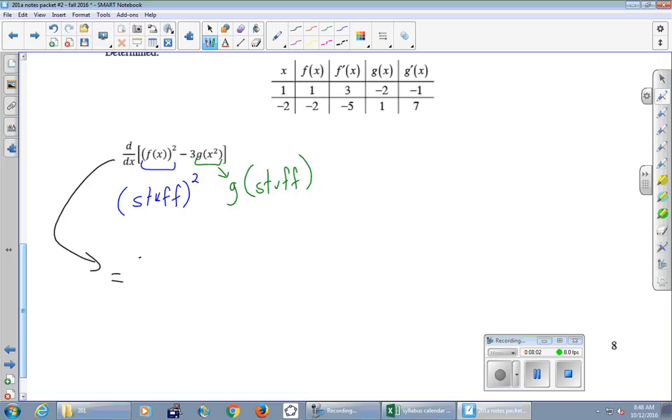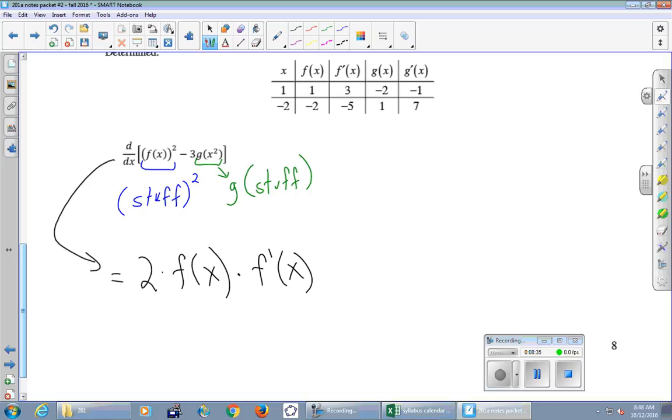So let's try it. 2 comes down. We're copying the stuff. What's the stuff in this case? F of x. The new power is a 1. I'm not going to put it because it might look like a prime. Times the derivative of the stuff. What's the stuff? Is f. So times the derivative of the stuff, times f prime of x. That's it. That's the derivative of f of x, the whole thing squared. 2 comes down, copy the stuff, times the derivative of the stuff.